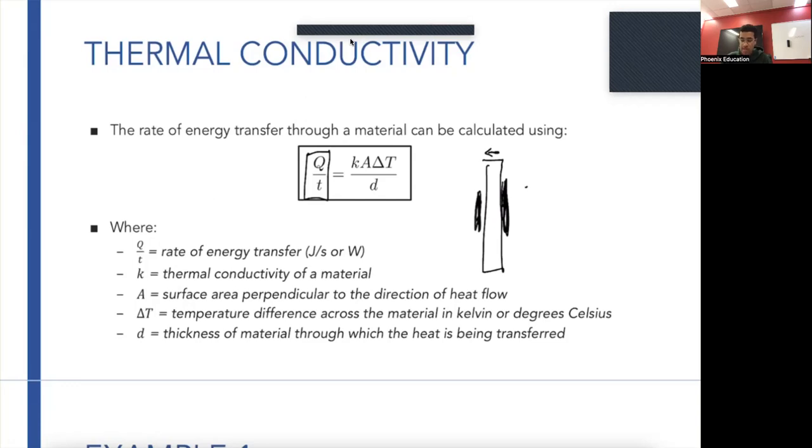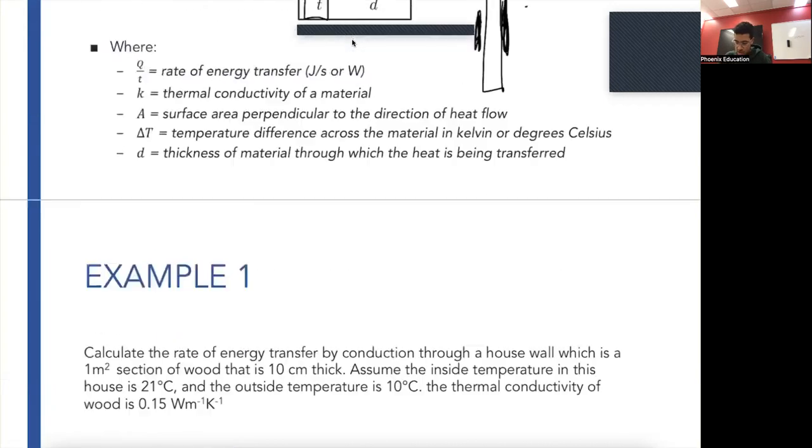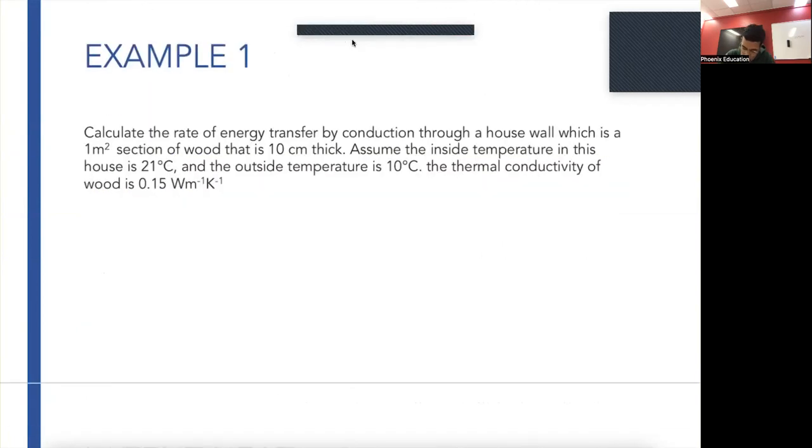And this formula describes the rate at which this energy will be transferred through that surface, all right? So we'll apply this into this question. We write down our formula at the top: Q over T equals KA change in T over D, okay?